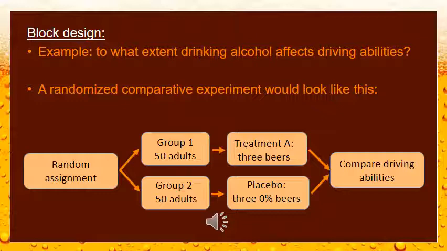After that, I would ask them to drive a car in a parking lot somewhere where it's safe, and I would compare their driving abilities. So if group 1, those who drink beer, drive very badly, and those in group 2 without alcohol drive very well, I would assume that there is an important difference between groups, and I would assume there is statistical significance here. Alcohol affects driving abilities. That would be a randomized comparative experiment.